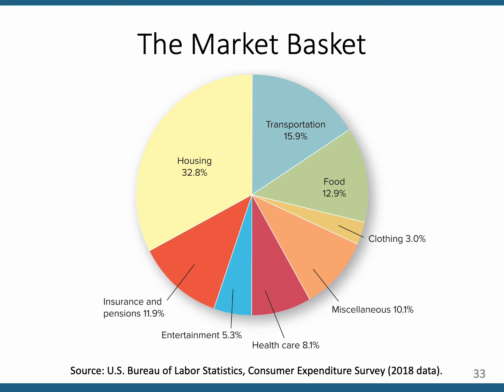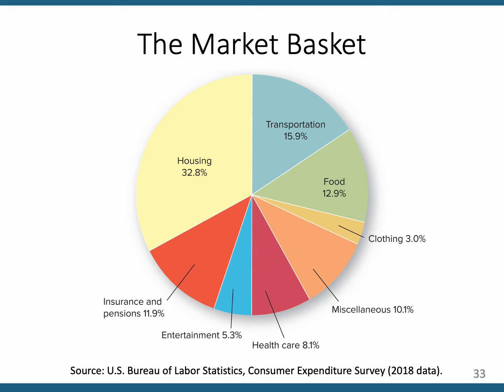And here are the item weights for the Consumer Price Index in 2018. As you can see, the largest category by far is housing. This means that in 2018, the average household was spending 32.8% of their total monthly expenditure on housing costs. This category includes the cost of the house itself, or rent if you're a renter. If you own your house, maintenance and repair costs, insurance on the house, and utilities costs are all included in housing.